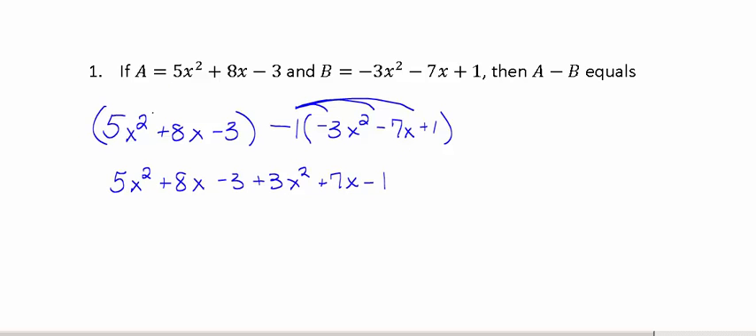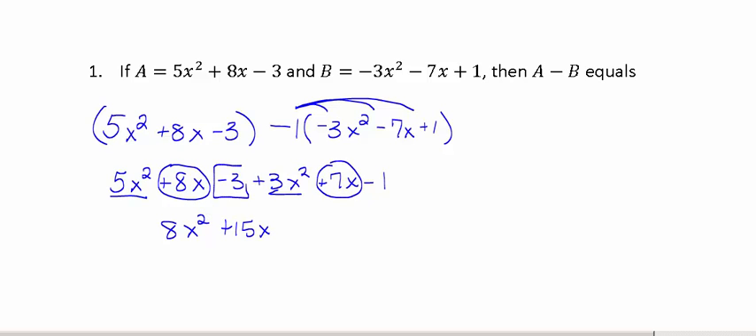Now what I have is simply combining like terms. So I have a 5x squared and a 3x squared for 8x squared. I have a positive 8x, positive 7x for a positive 15x, and a negative 3 and a negative 1 for a negative 4. And there is my answer, 8x squared plus 15x minus 4. Please stay tuned for the question that follows.